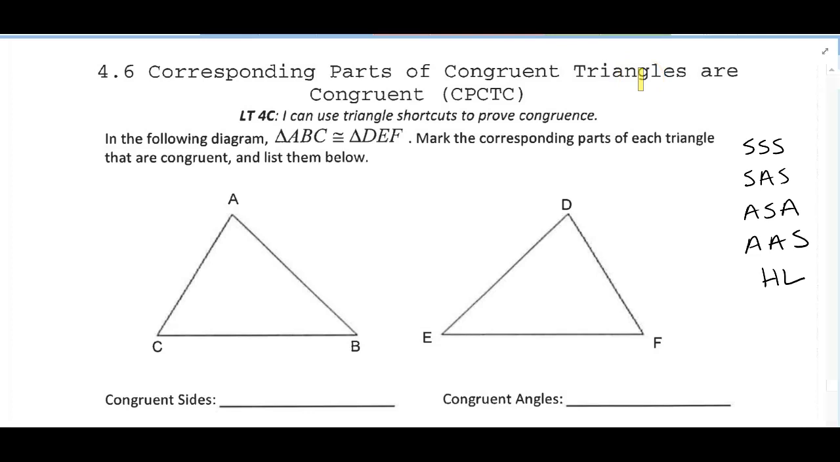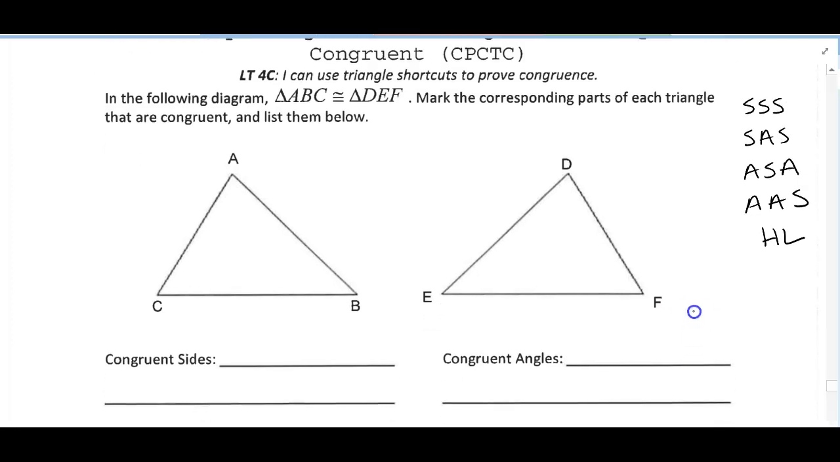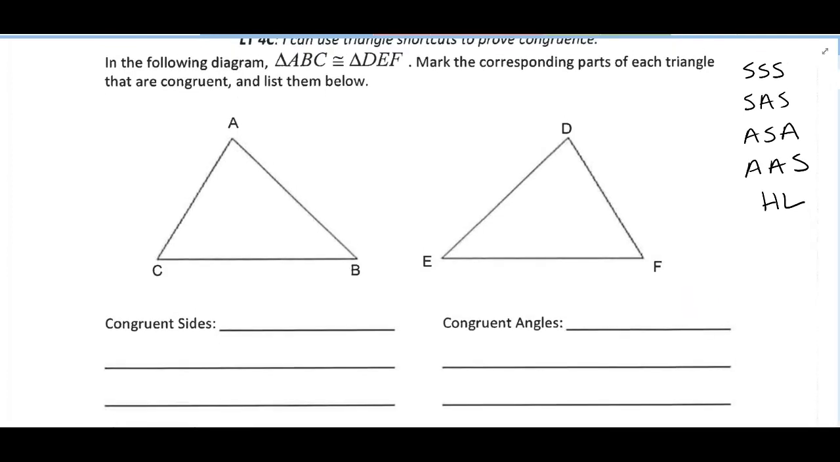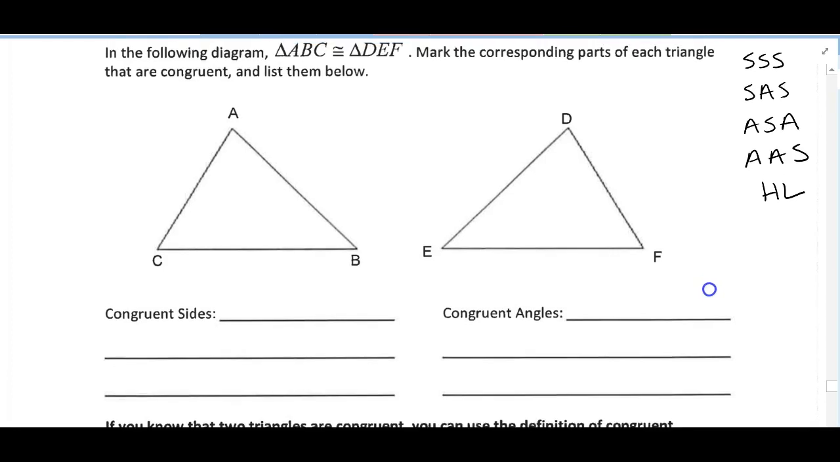So let's take a look at what we've got here. In the following diagram, we have triangle ABC congruent to triangle DEF. Mark corresponding parts of each triangle that are congruent, then list them below. So this is a little warm-up for us. So what I want you to do is go ahead and pause the video and then mark all 6 parts of each triangle and then list off the congruent parts. So go ahead and pause the video now and do that.